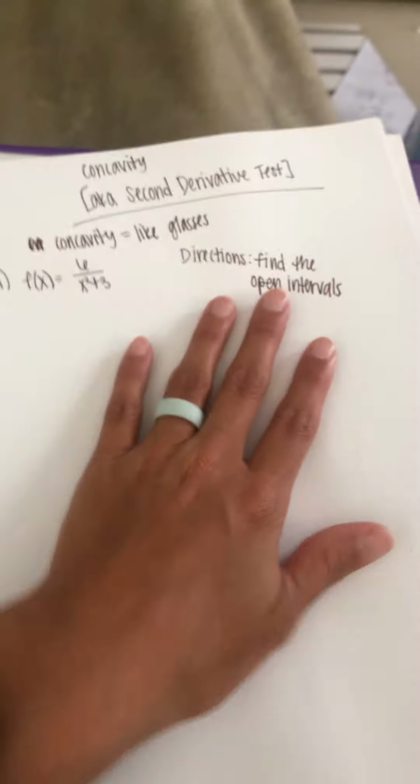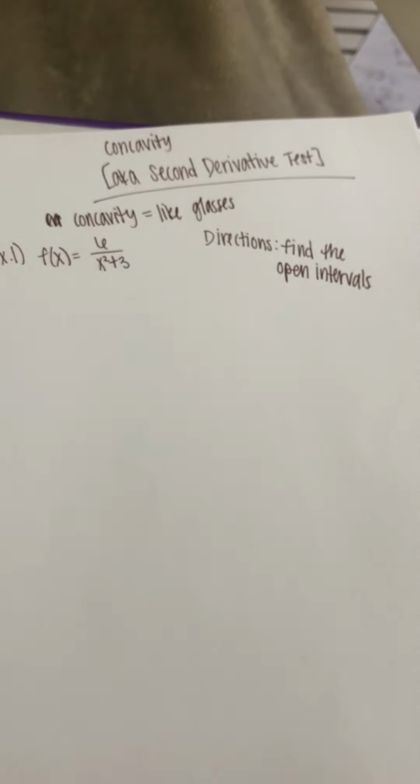Okay, so now we're going to do concavity, which is the second derivative test. Again, the name kind of lends itself. If it says use the second derivative test, clearly you've got to use the second derivative. Concavity is like glasses, like the shape when it curves in. And the directions say find the open intervals, okay?